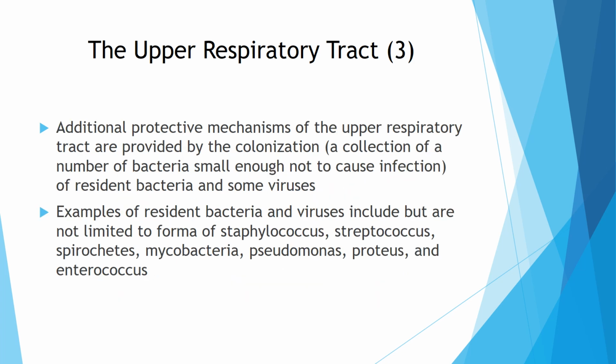Additional protective mechanisms of the upper respiratory tract are provided by colonization, which is a collection of a number of bacteria that are small enough not to cause infection, the colonization of resident bacteria and some viruses. Examples of resident bacteria and viruses include Staphylococcus, Streptococcus, spirochetes, Mycobacteria, Pseudomonas, Proteus, and Enterococcus.